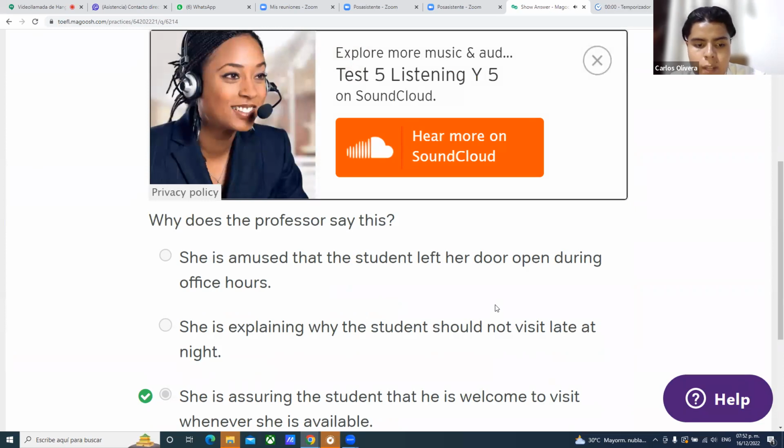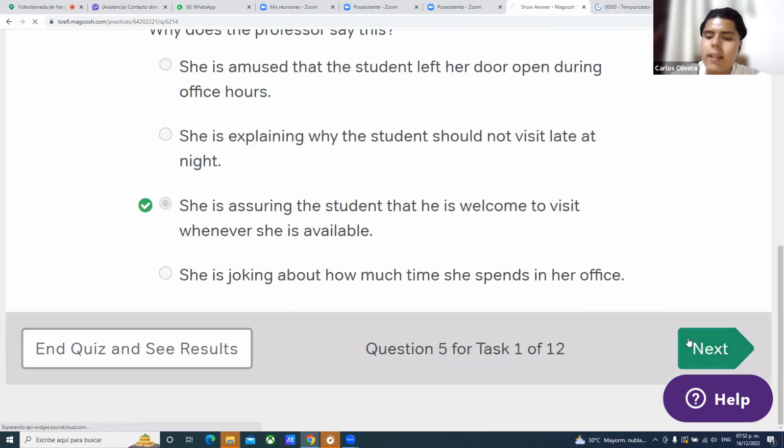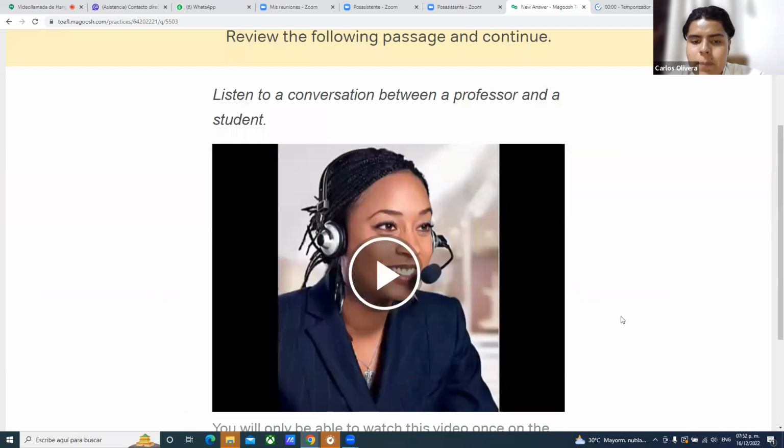Yeah, and you got it correctly here. She's assuring the student that he is welcome to visit whenever she is available. And of course, you know this because she says, well, at least in my office time, right? And this means that if you want to look for me at 12 a.m., don't do it because I'm not in my office. But if I am here in my office, during my office time, I am working, of course, come here. I'm very pleased to see you, right? So yeah, very good. Well, let's go with another conversation before we finalize this class tonight.